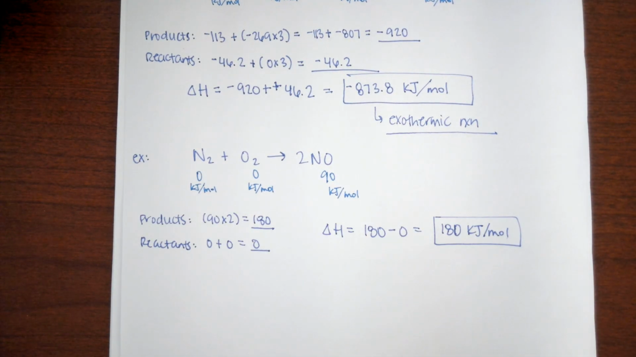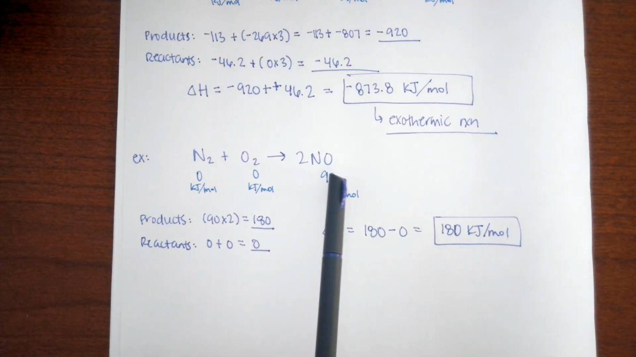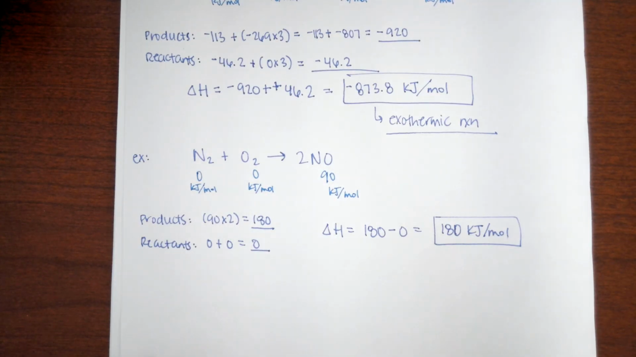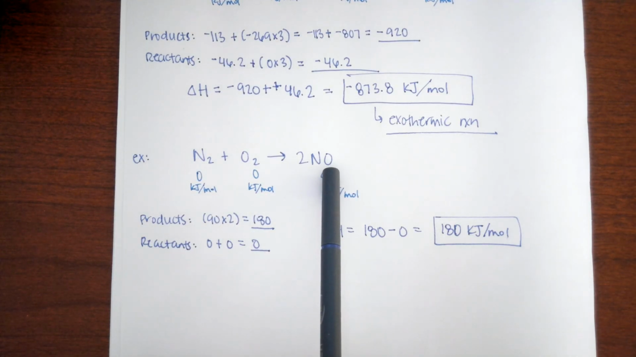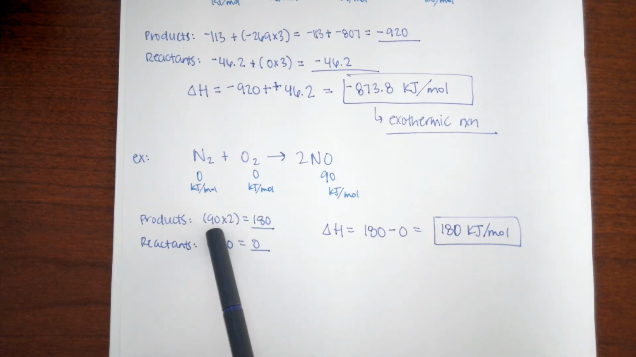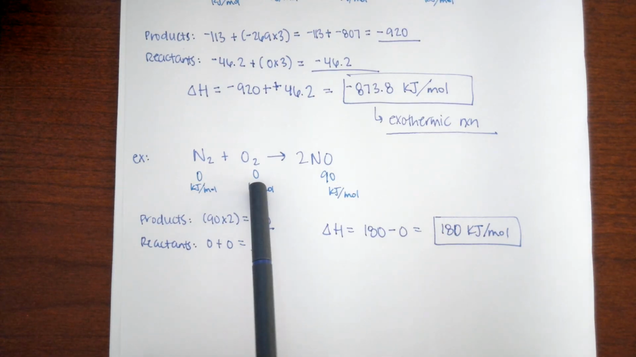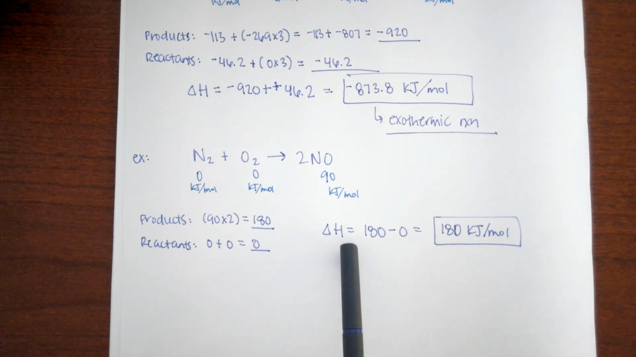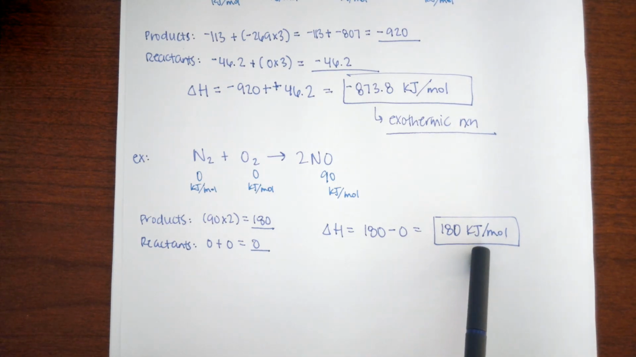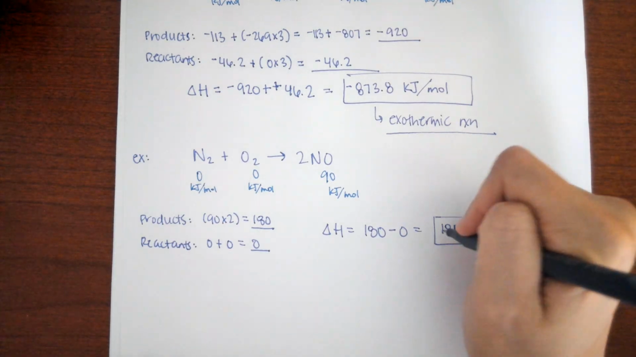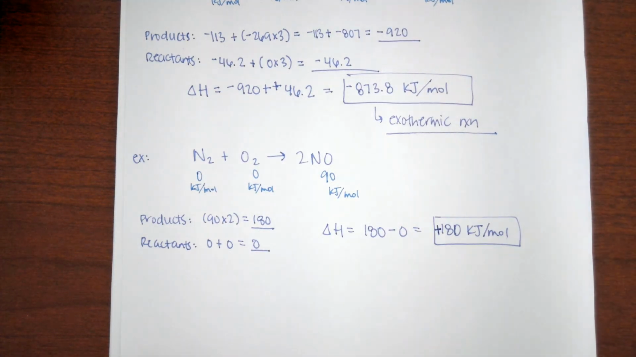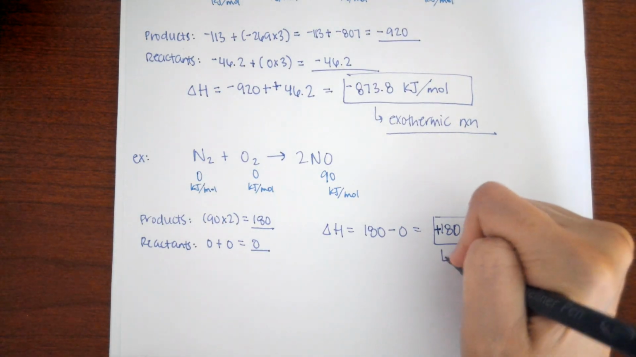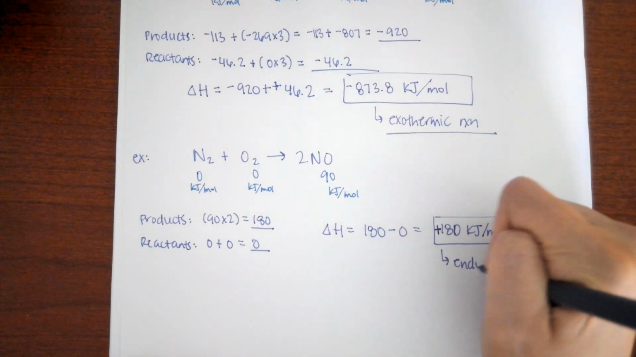This is a pretty simple problem, because we love to see zeros because it's less math to do. But as you can see here, we have a value for the product side. We have 90 for nitrogen monoxide, but then there's two of them, so 90 times 2 equals 180. And my reactant side is just 0. When we solve for our change of enthalpy, it's just 180 minus 0, which is still 180 kilojoules per mole. And I also like to add a positive sign so we know that it is absorbing heat. It is an endothermic reaction.